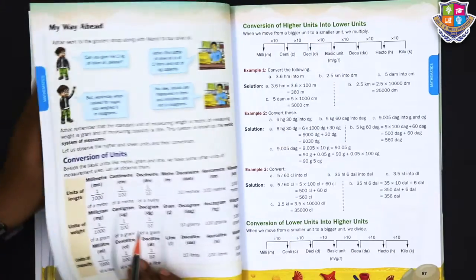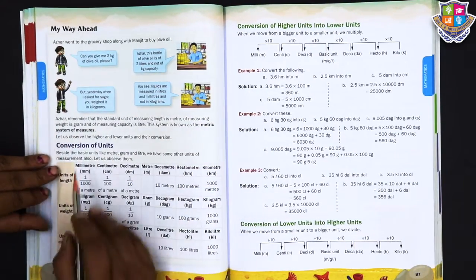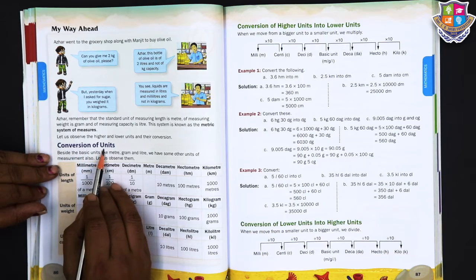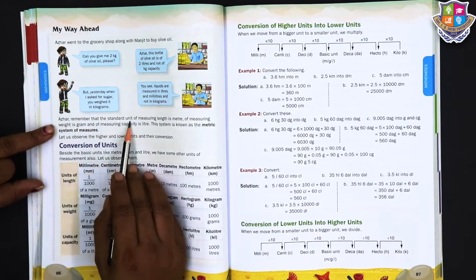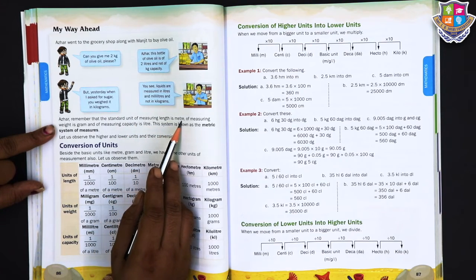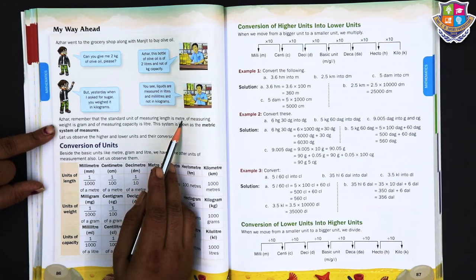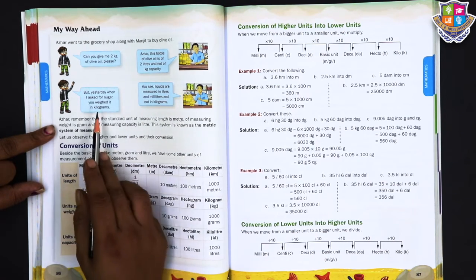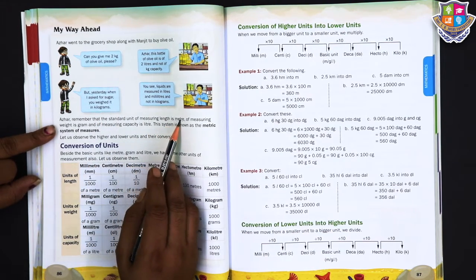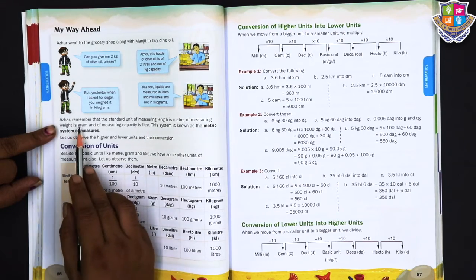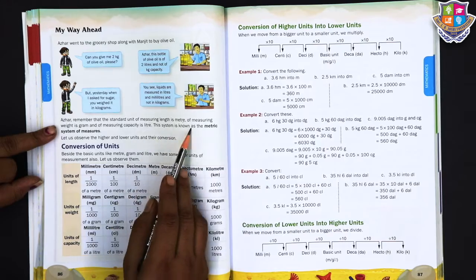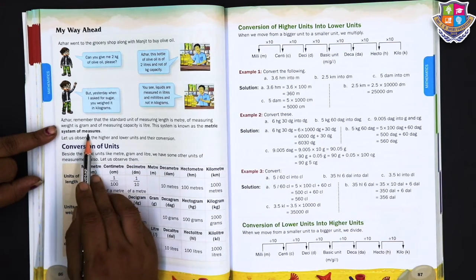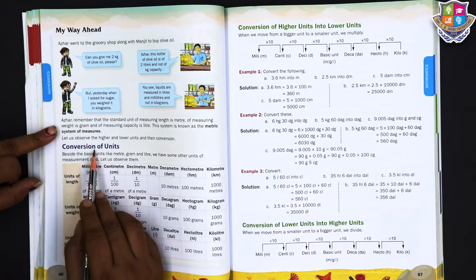Now moving to our next topic, that is conversion of units. Here something is given. As I remember, the standard unit of measuring length is meter. You already know this, students, because you already learned about meter, centimeter, kilometer. The standard unit of measuring weight is gram, and measuring capacity is liter. This system is known as the metric system of measures.